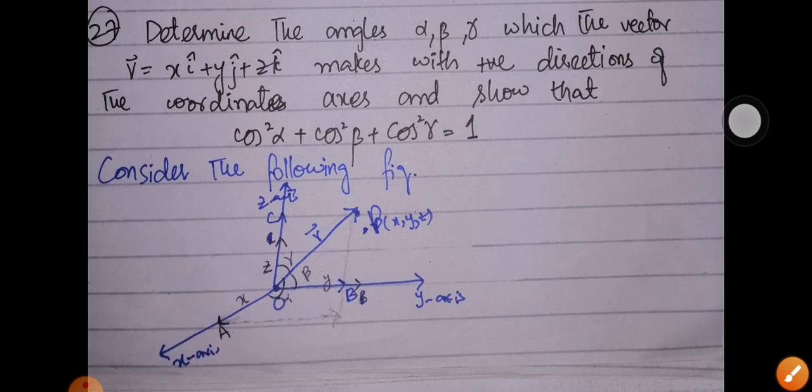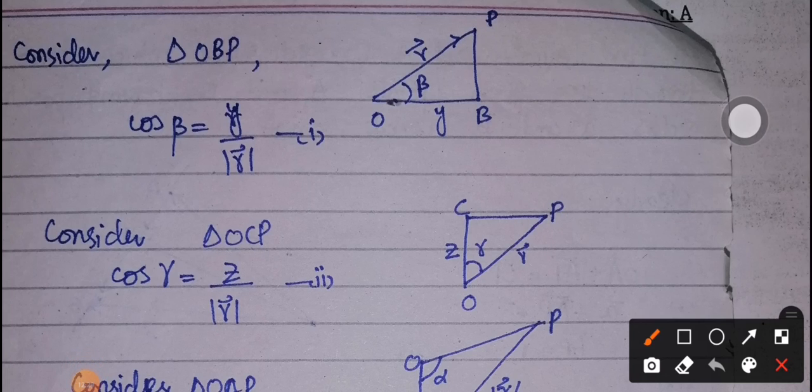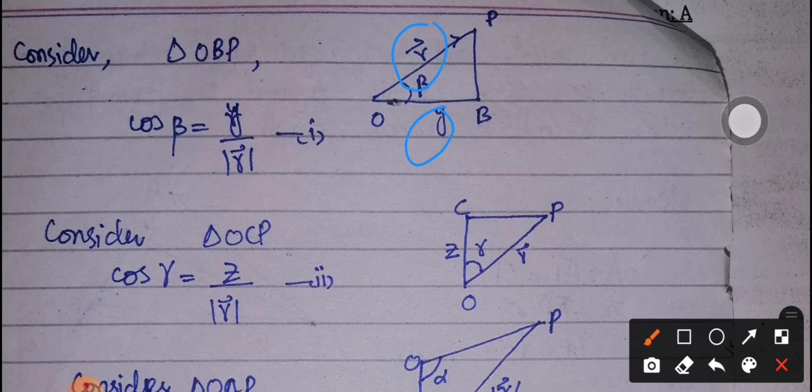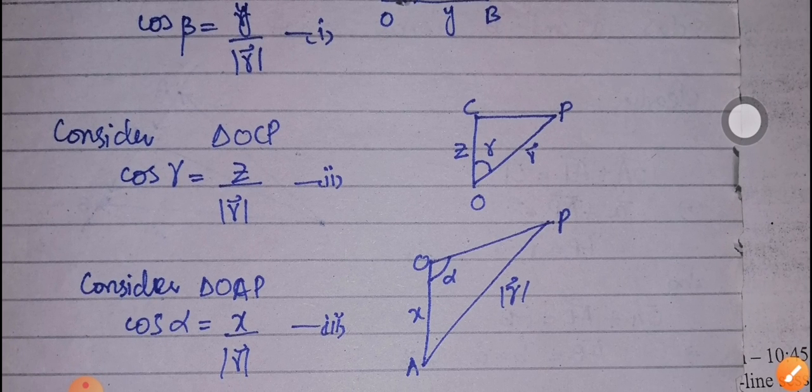Now you can see that we have three triangles, and we will consider them one by one. For the projection triangle on the y-axis, we get cos beta is equal to y over the magnitude of the vector r. For the triangle with the z-axis, the angle gamma, cos gamma will be equal to base over hypotenuse, that is z over the magnitude of the vector r. And for the triangle on the x-axis, cos alpha is equal to base over hypotenuse, so x over the magnitude of the given vector.